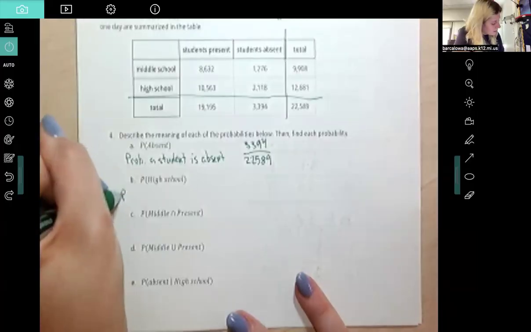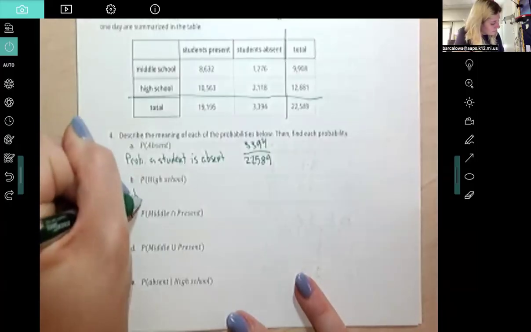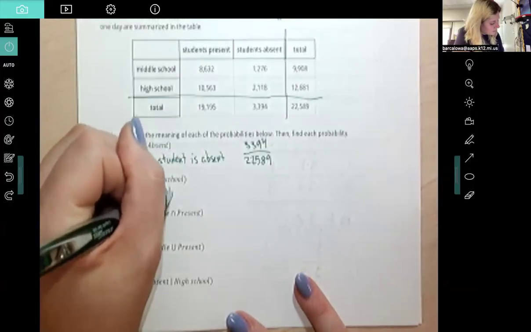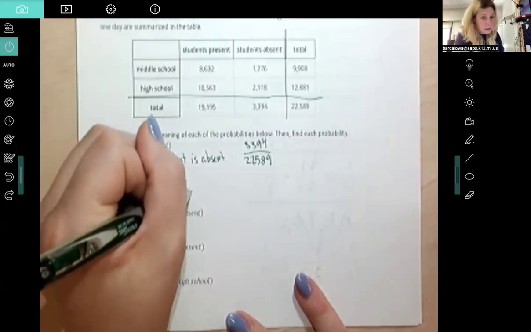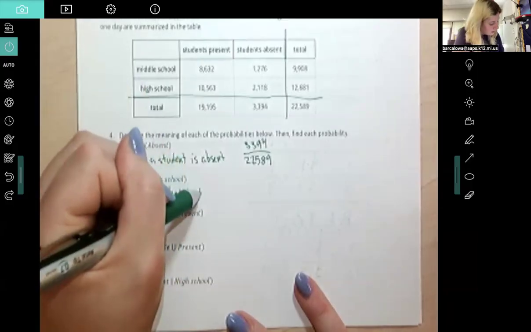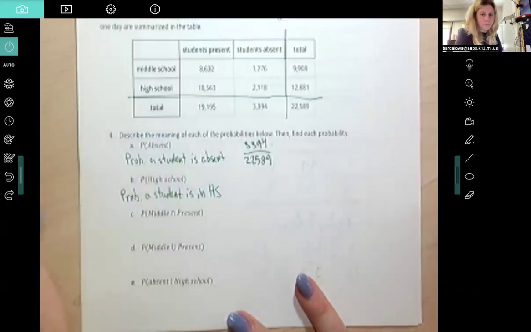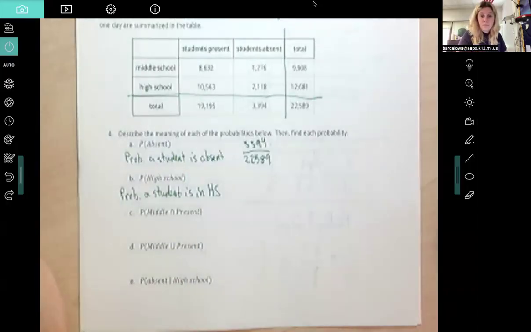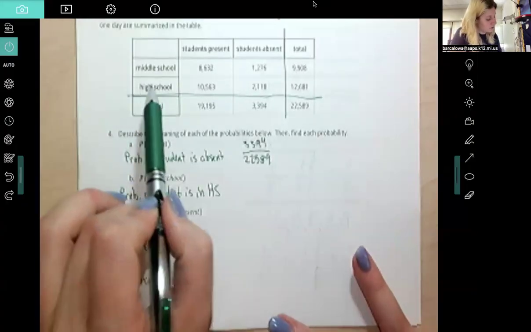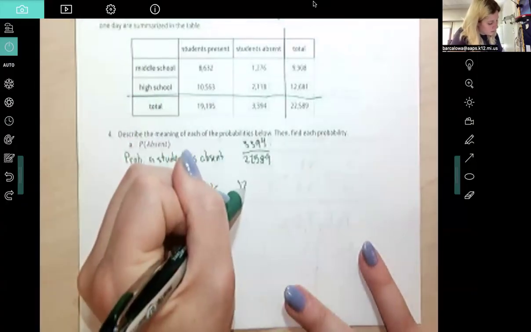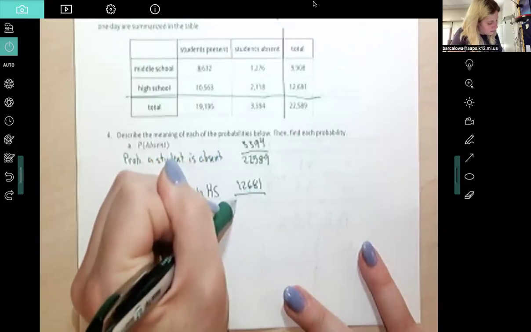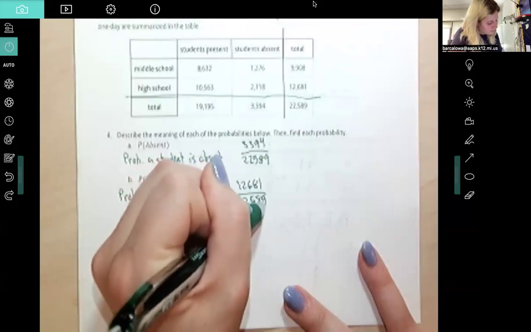Okay, this one is asking the probability a student is in high school. All right, so let's look at all the high school students this time. 12681 out of 22589.